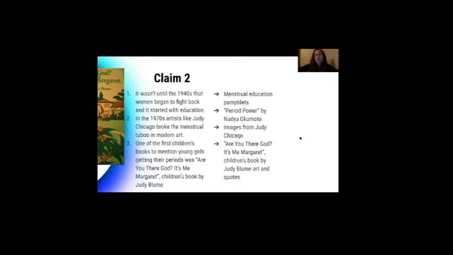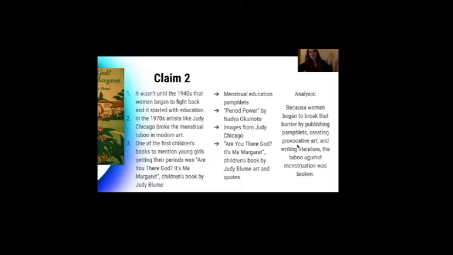from the book. And then to connect it, she has her analysis where she ties together women did this, publishing pamphlets, creating provocative art, writing literature to break down this taboo. So are you seeing the pattern that's emerging as she's making her argument and proving it step by step?